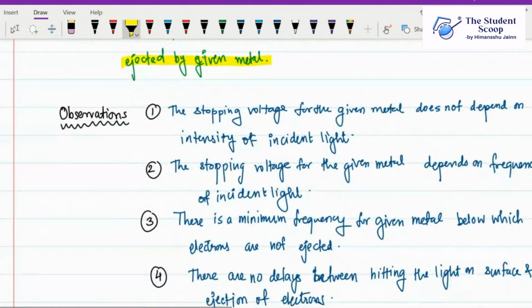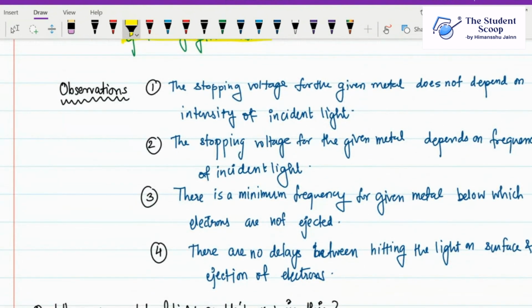Now, what are the observations of this experiment? There are four major observations that we probably need to remember. There are a lot of questions asked on this. The first is the stopping voltage for the given metal does not depend on the intensity of the incident light, while the stopping voltage depends on the frequency of the incident light. So this was a very surprising observation.